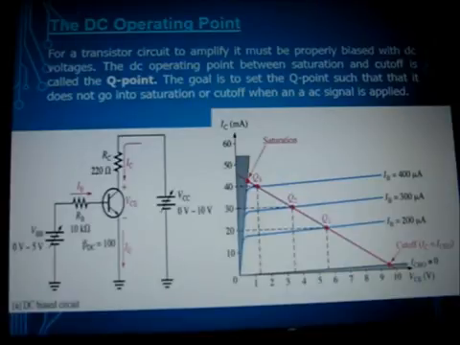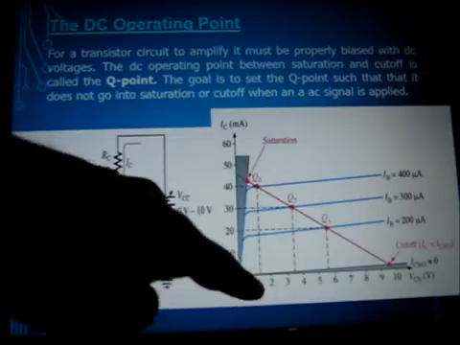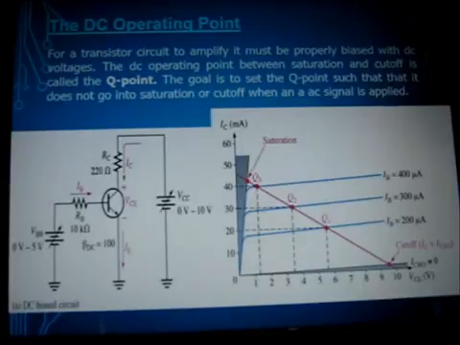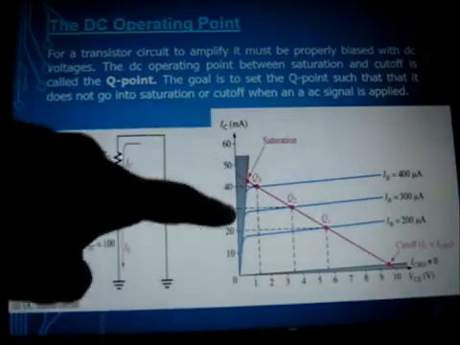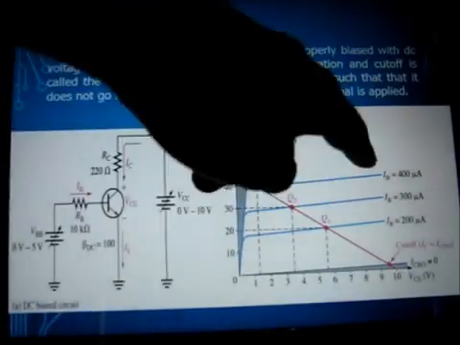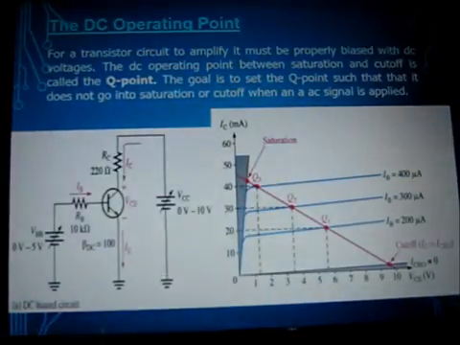Now you should keep in mind all these things. What is the cutoff region? You might be familiar with it. The cutoff region is where the emitter-base is reverse biased and the collector-base is also reverse biased. The saturation region is where the emitter-base and the collector-base are both forward biased. But in this case, the emitter-base is forward biased and the collector-base is reverse biased. That is known as the active region.